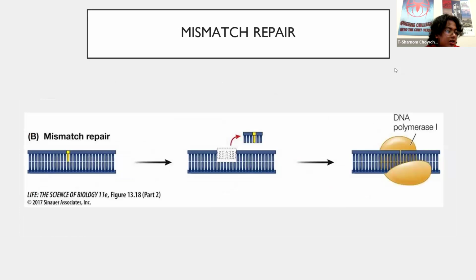For mismatch repair, a mechanism is able to detect mismatched bases. This is before the strand has been modified. So the bases are mismatched, they're wrong. The bases are eventually removed, and then DNA polymerase can put in the correct bases.